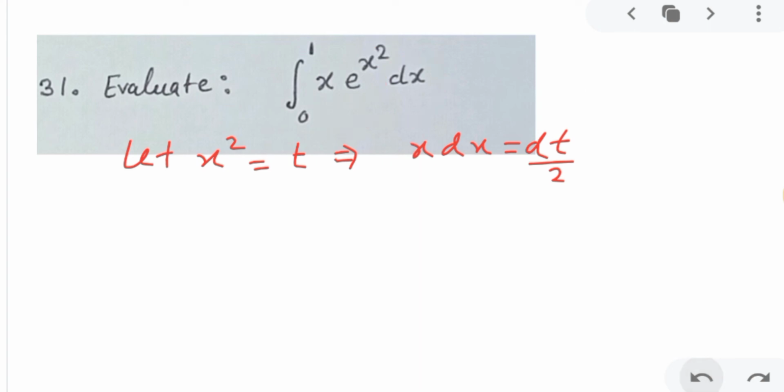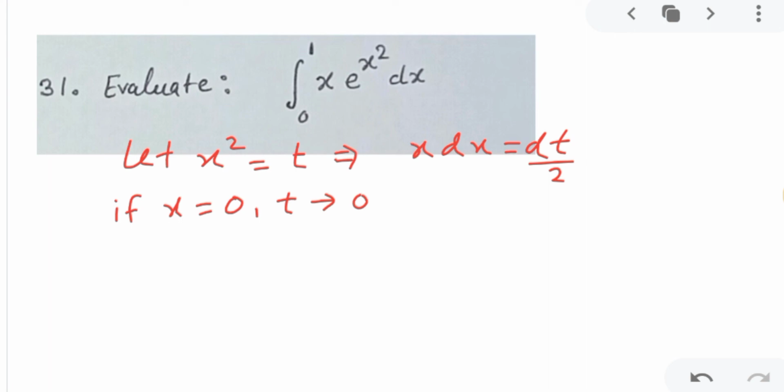Now, since this is a definite integral, I will convert the limits also. Since x is 0, if x is 0, then t will also be 0. The limit will also change, correct? Either you can put the limit like this or you can do it as I am putting here.